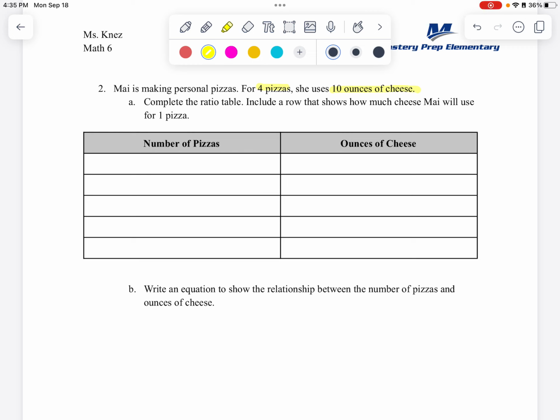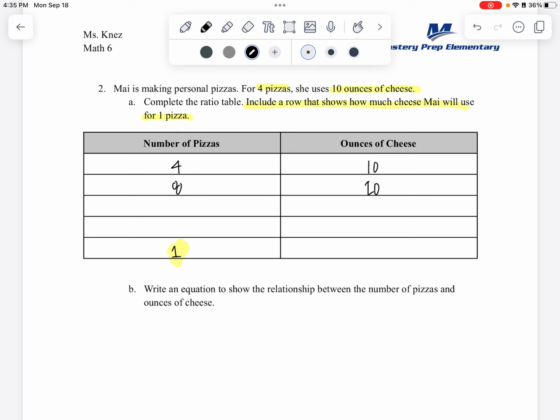They want us to complete the ratio table and include a row that shows how much cheese she'll use for 1 pizza. So I'm going to start with 4 pizzas, 10 ounces of cheese, and I'll just do my skip counting. You can finish that on your own. Just remember that we are going to need a row that includes 1 because they did explicitly give that direction. Include a row that shows how much cheese she'll use for 1 pizza.